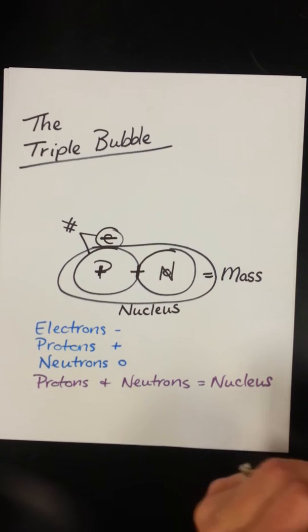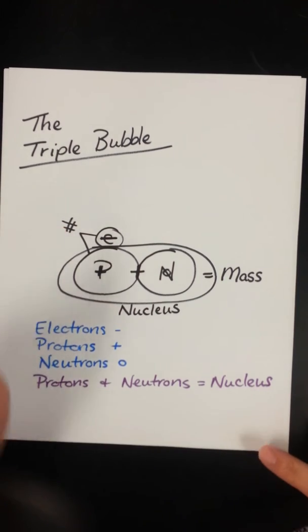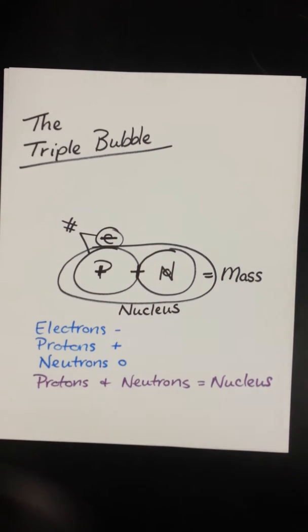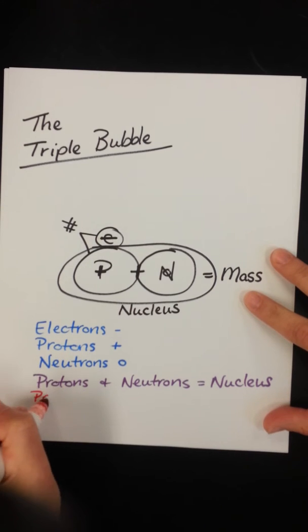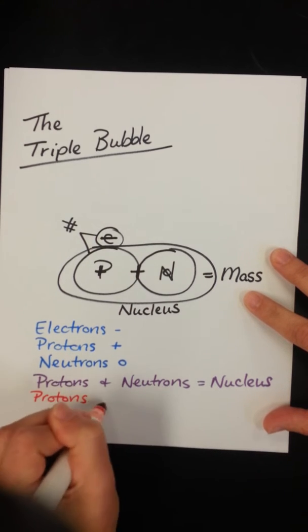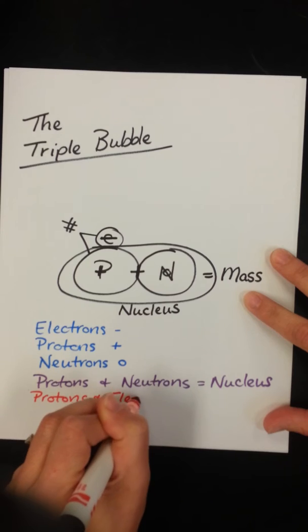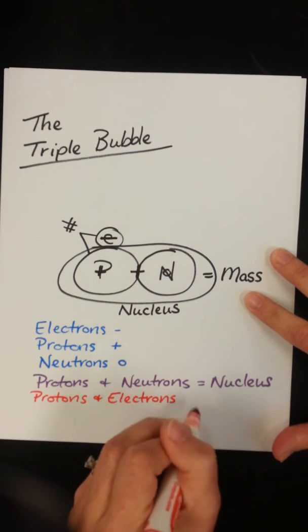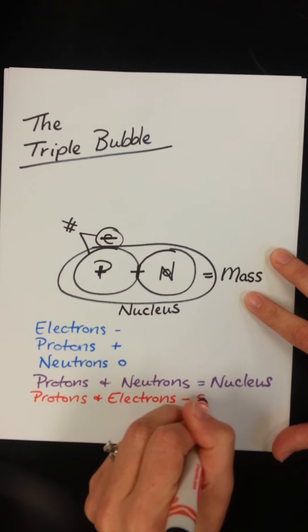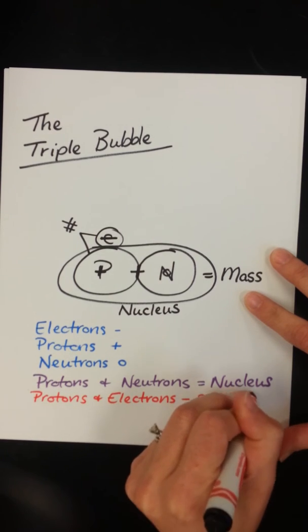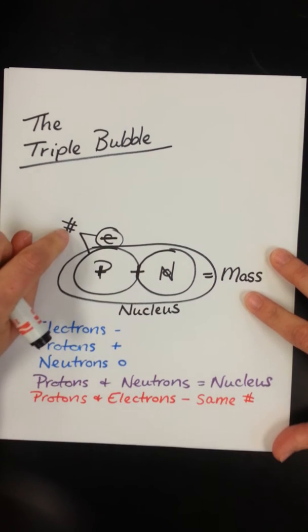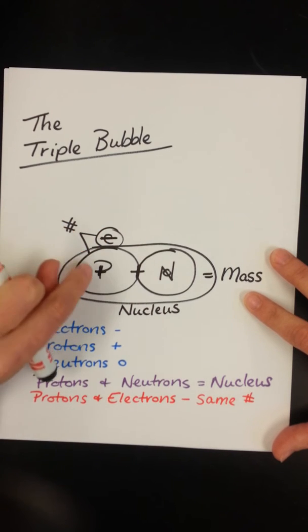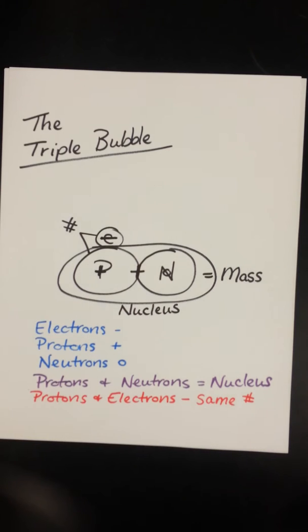Also, looking at this information, you can see that there is a number sign here, and that is because protons and electrons will always have the same number. You can look at the atomic number to find out how many electrons there are, and you can look at the atomic number to know how many protons there are.